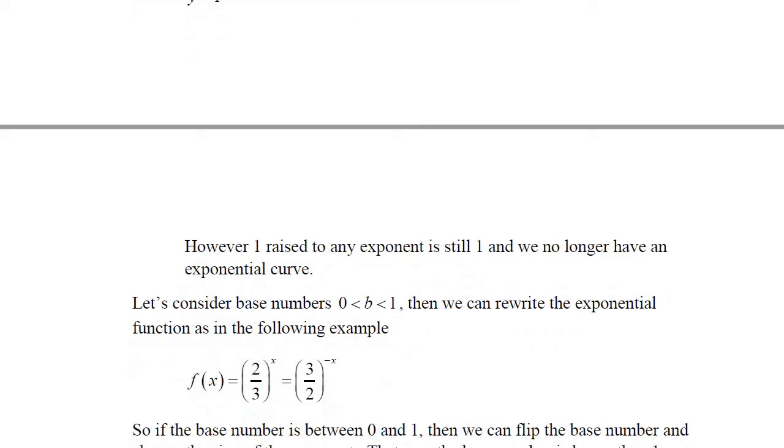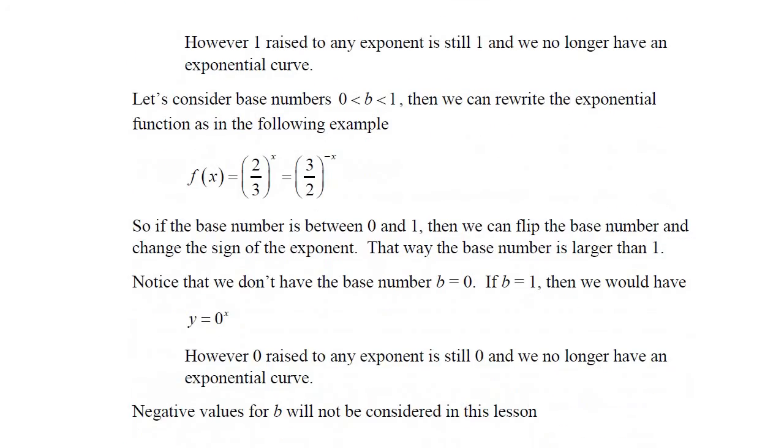So now let's consider base numbers between 0 and 1. If we have a base number between 0 and 1, we can rewrite the exponential function as the following. If I have 2/3 raised to the x, 2/3 is between 0 and 1, I can flip that fraction and change the sign of the exponent. So that's the property that we saw earlier. If I have a base number that is less than 1, I'm going to flip it, and that base number is now greater than 1, and I change the sign of that exponent.